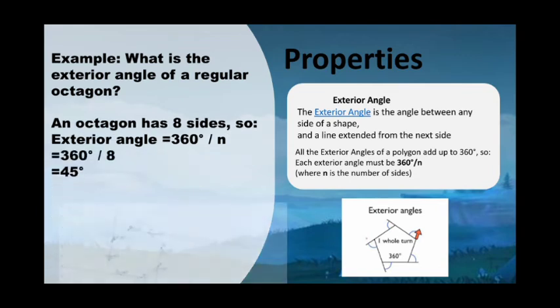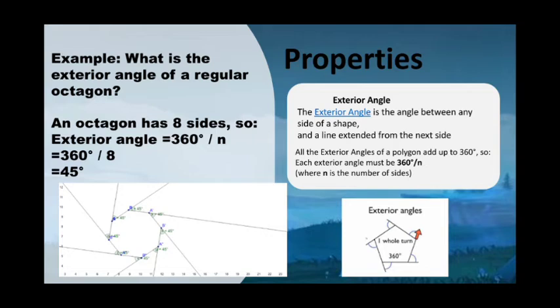The exterior angle is the angle between any sides of a shape and a line extended from the next side. All the exterior angles of a polygon add up to 360 degrees. So, lahat ng exterior angles sa polygon dapat mag-total siya ng 360 degrees. So, each exterior angle must be 360 degrees divided by n, where n is the number of sides.